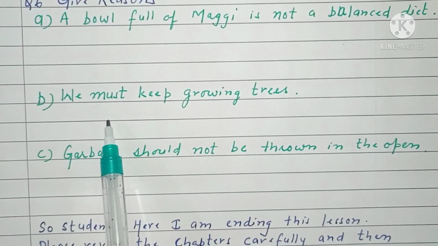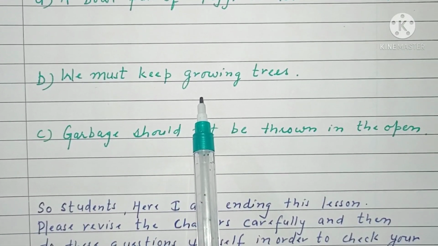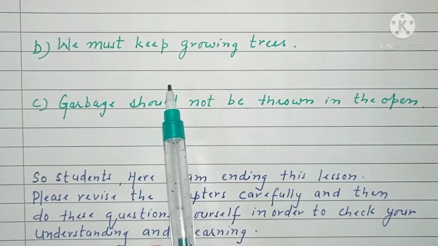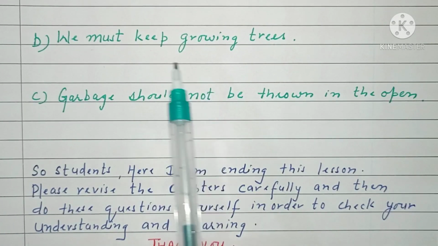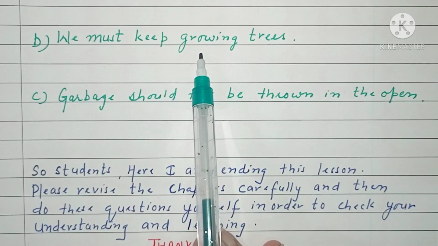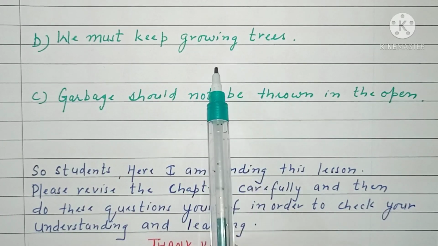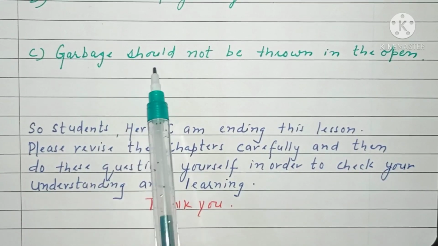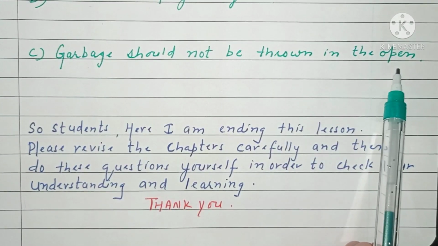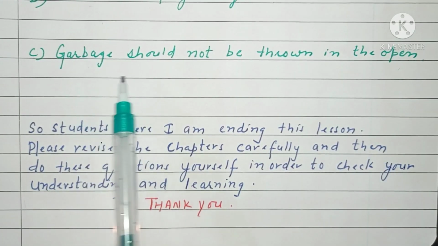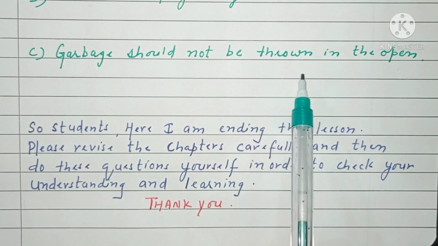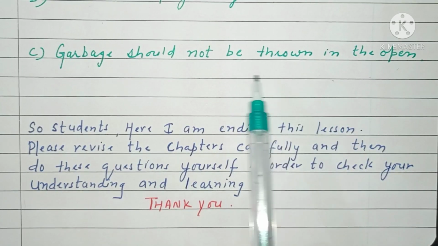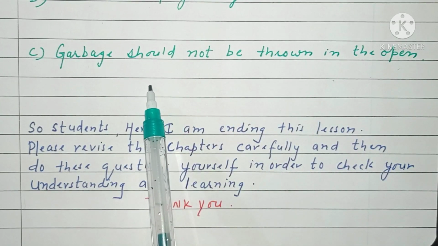B part, we must keep growing trees. We all know trees are our lifeline. Trees are very important. Trees are there, then only we are living on the earth. So we must keep growing trees for keeping the air fresh. Garbage should not be thrown in the open, as garbage destroys the beauty of a place. So it should not be thrown in the open, but it should be thrown in the bins.